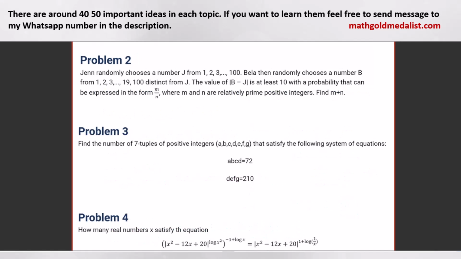Problem 2. It is similar to one AIME problem, but in that one we had only b minus j. Here we have absolute value. In that problem, I think it was 1 to 10, here 1 to 100.